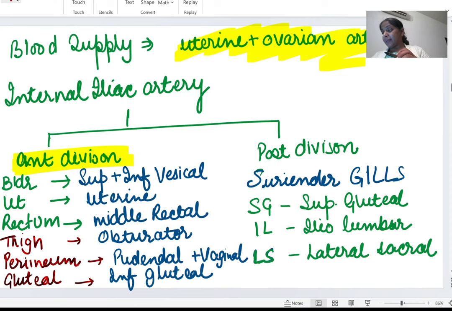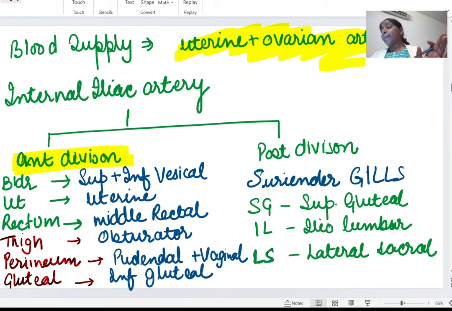What are the branches to the uterus? After the bladder, there is the uterus. Uterine artery. And then what is the branch to the rectum? Middle rectal.